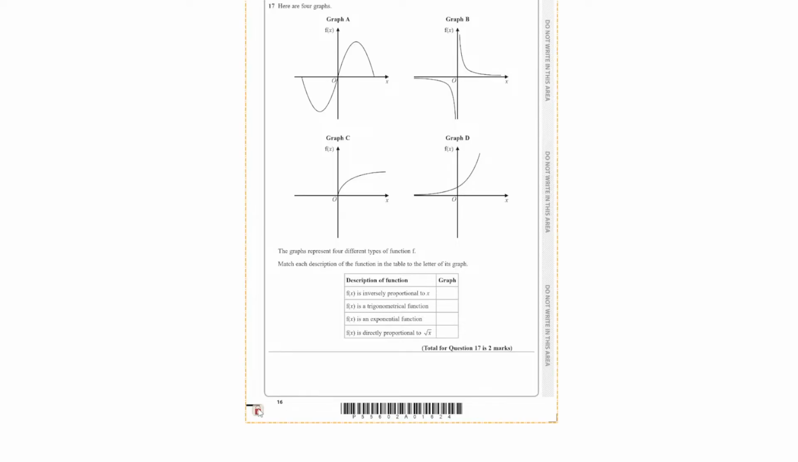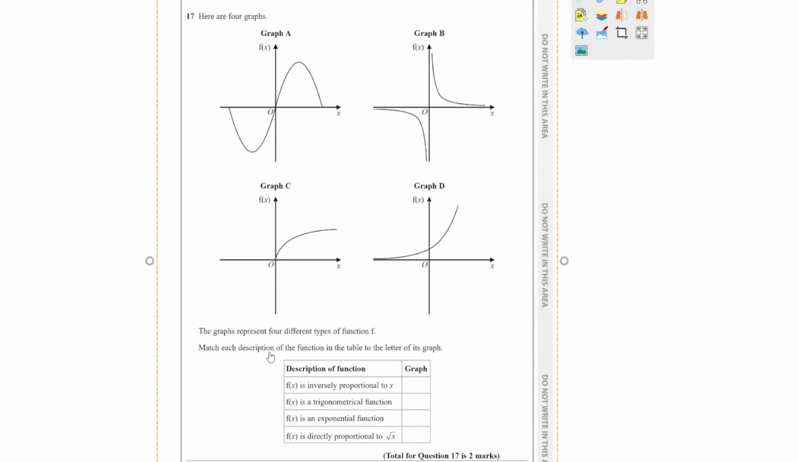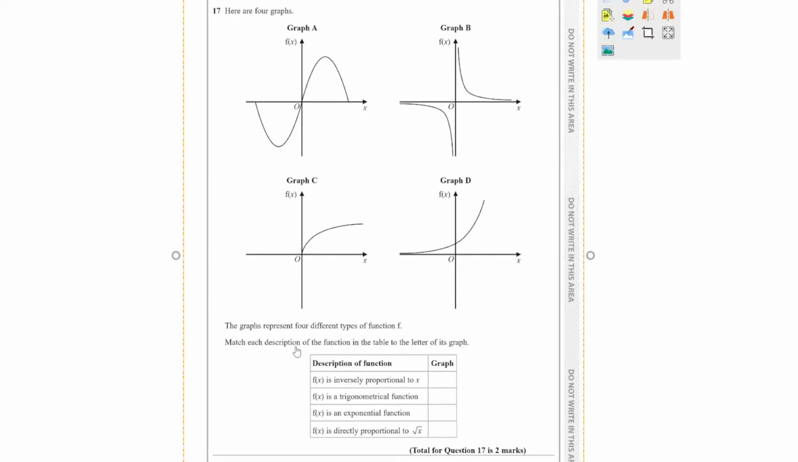Okay, some graphs here. Just make it a bit bigger so we can see. So here are 4 graphs. The graphs represent 4 different types of function f, so you don't really need to worry about what that means. That's just f of x, you can see. Match each description of the function in the table to the letter of its graph.